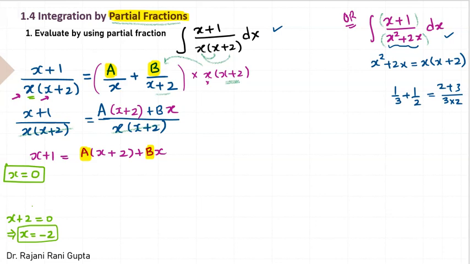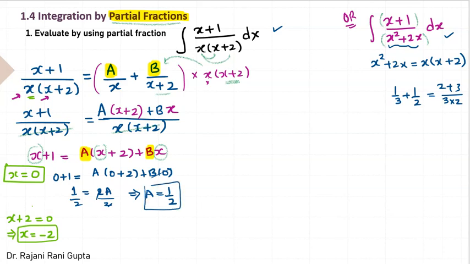When x is equal to 0, on the left side, remember, you have to replace all x's on both sides. You will be changing this x as well as this x. So this gives you 0 plus 1 on the left side equal a times 0 plus 2, plus b times 0. b times 0 becomes 0. So 1 equal to 2a. Dividing both sides by 2, this cancels, gives you a equal half. So this is the value of a.